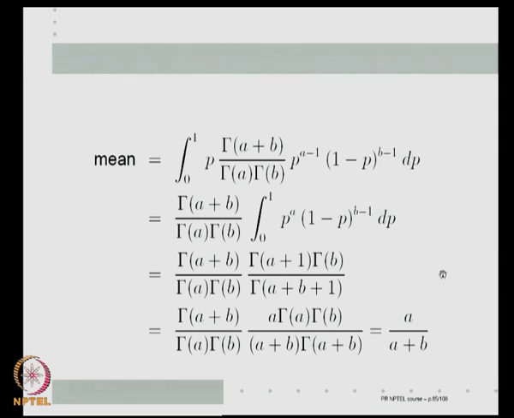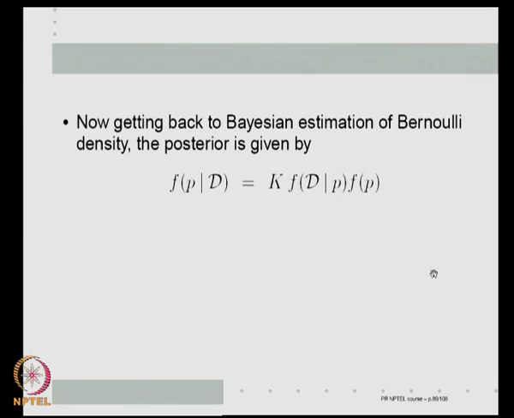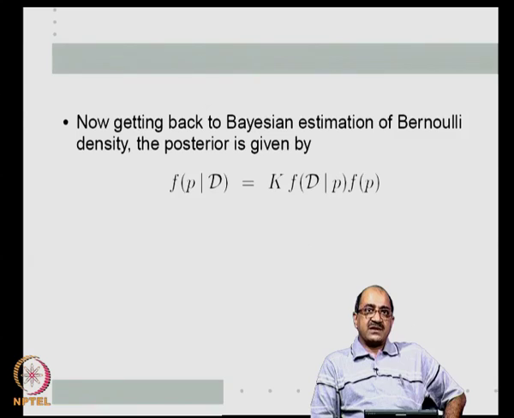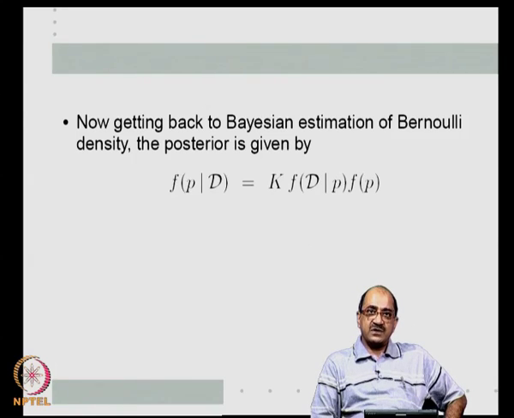Let us get back to the problem that we are interested in. The original problem was we wanted to estimate the parameter of a Bernoulli density, and we have taken the beta density to be the prior. Okay. So, what is the posterior density? We are doing the Bayesian estimation of the Bernoulli parameter. So, we want to calculate the posterior density.